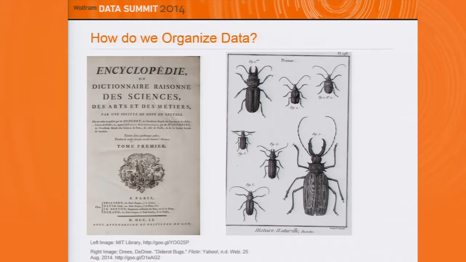This is Diderot's encyclopedia from the 1700s. It was bounded and discrete. This could create challenges for scholarship over the long haul, of course.